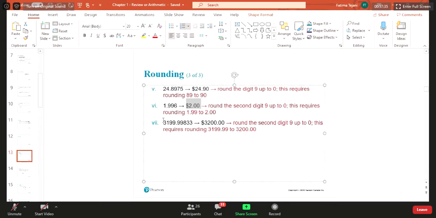3,199.9983. So in this case, how much will it be? 3,200. Yes. Rounding off has to be done very right and correctly. If you don't know, then don't try to round it off, otherwise you might mess things up, right? Round the digit 9 up to 0. So if the value is 999 something, it goes further and comes to 0.